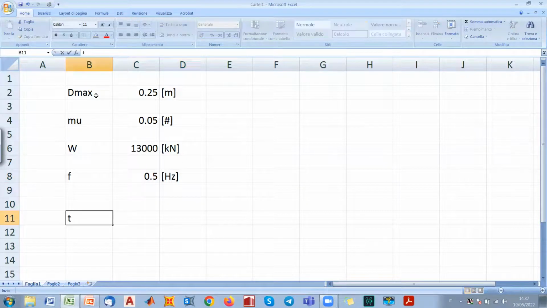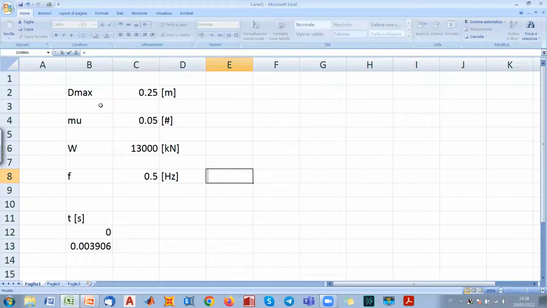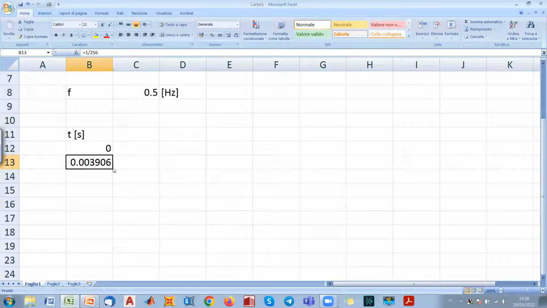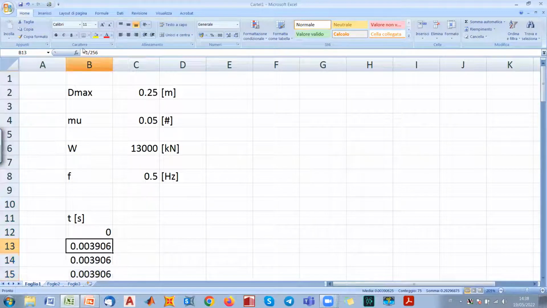Okay, so we will have time, and we want to sample time according to 1/256 Hertz as a sampling frequency. And then we want to consider a full cycle. So what we need is to go up to 1 over the frequency. So 1 over 0.5, which is 2. 2 is the duration of the whole cycle. So let's just copy this expression, the previous one plus. Okay.